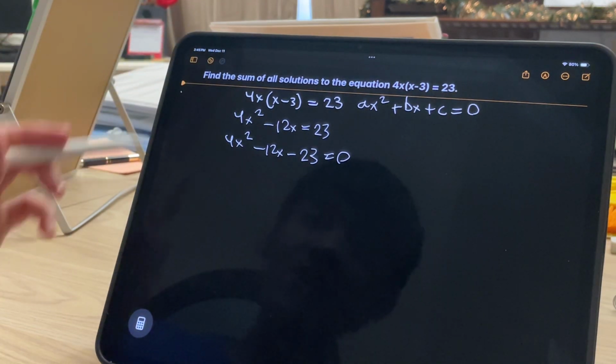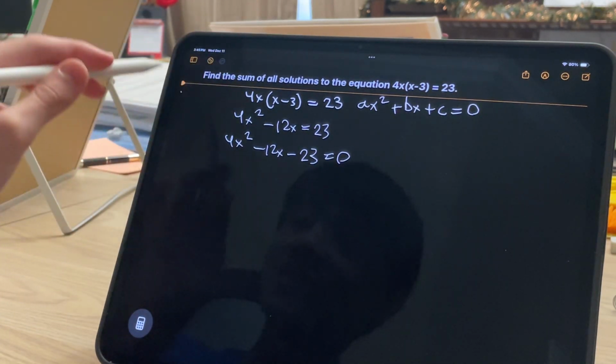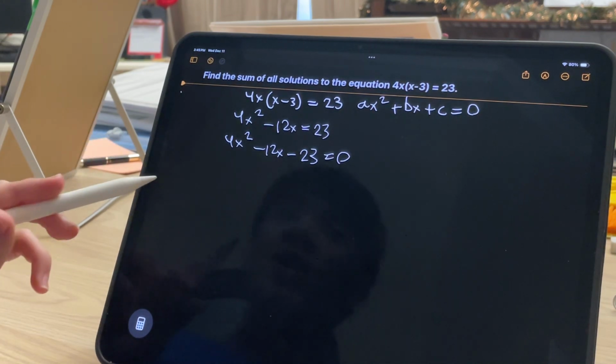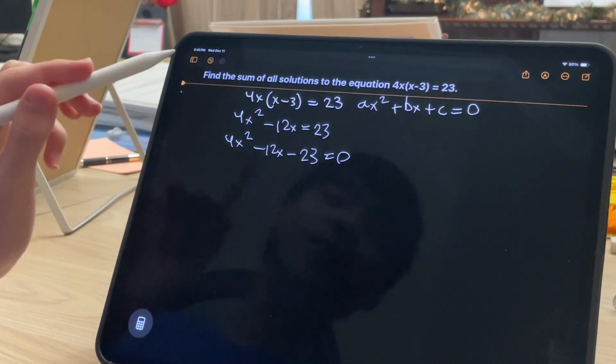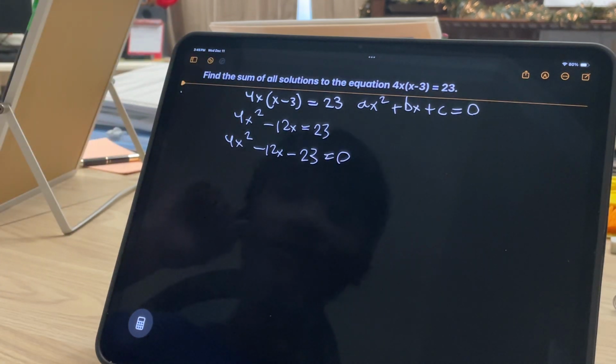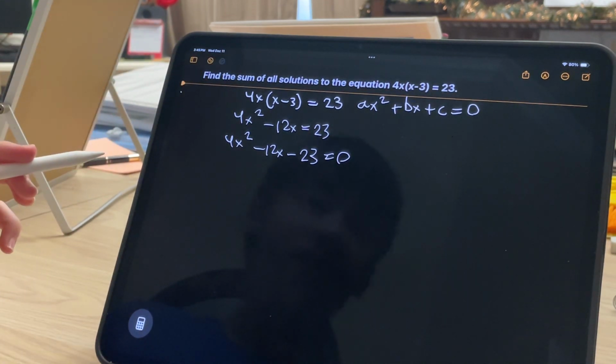Now you'll notice that the prompt's a bit different this time because it says the sum of all solutions. In previous questions, it just said find the solution. So this says the sum of all solutions. We've got to pay attention to this, and it's a bit different. We have two approaches we could take here.